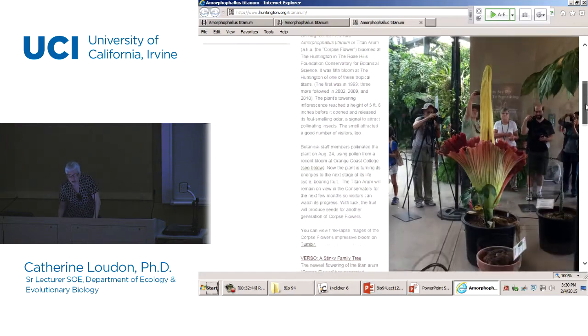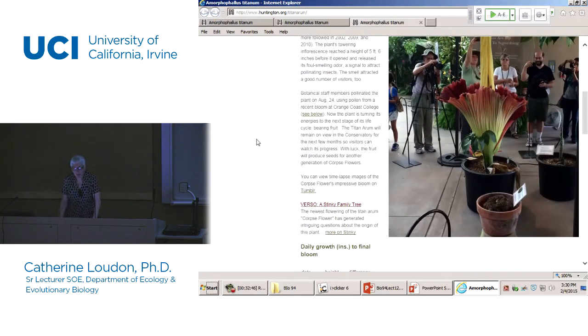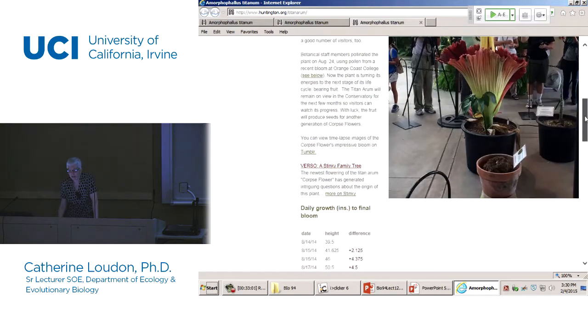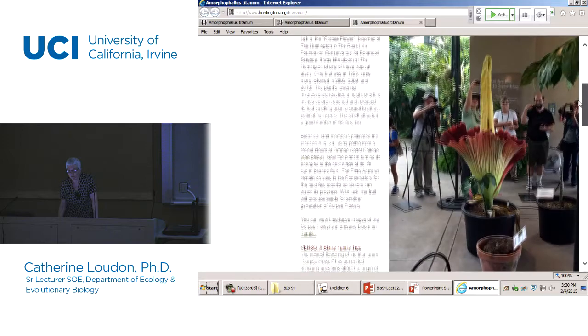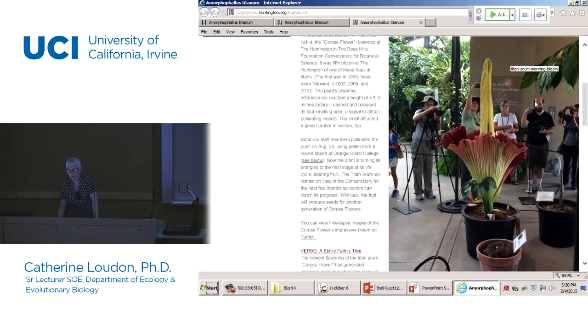Well, in fact, they were able to pollinate it, that is the staff members, the humans who work at the Botanic Gardens, because they were able to use pollen from a recent bloom at Orange Coast College, where apparently there is also an individual plant, but the humans had to actually do this. So if you look at this flower, where does the pollen have to end up? Well, in the ovaries, right down here.